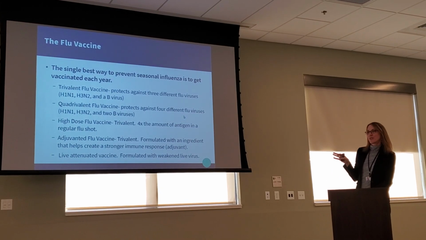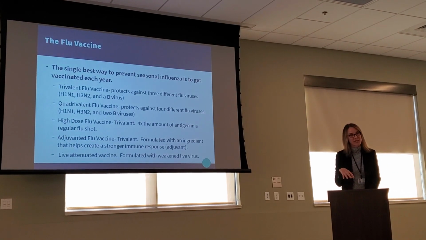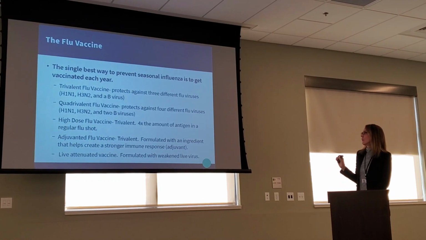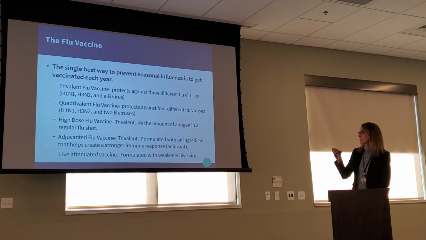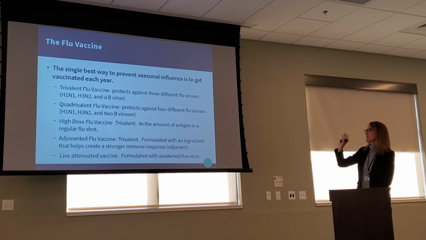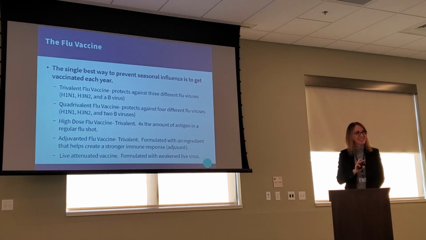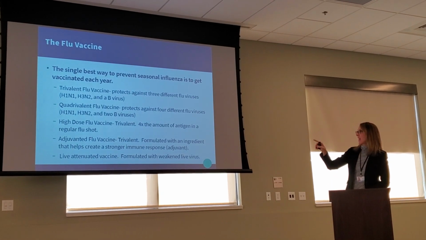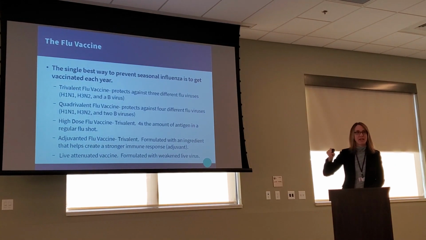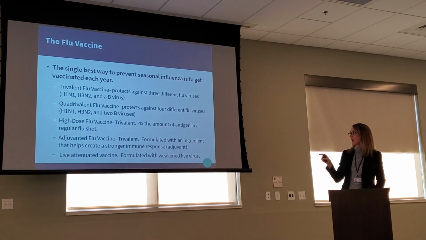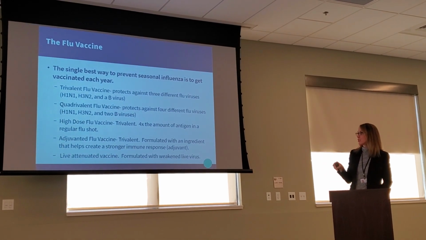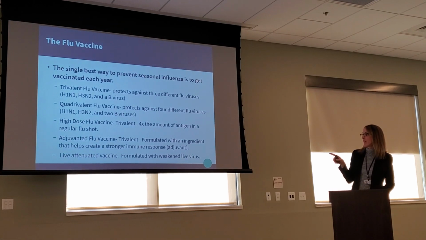Okay, so this slide is just kind of some terminology, because this can be really confusing. So this just kind of explains what some of these words mean when we're talking about flu vaccines. A trivalent flu vaccine, all that means is that it protects against 3 different flu viruses. So it protects against an H1N1, an H3N2, and a B virus. And a quadrivalent flu vaccine protects against 4 different flu viruses, an H1N1, an H3N2, and 2 B viruses.